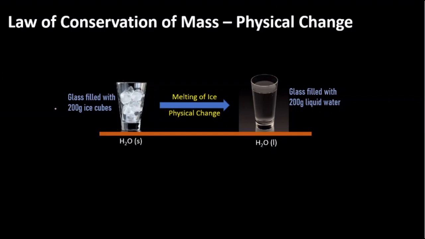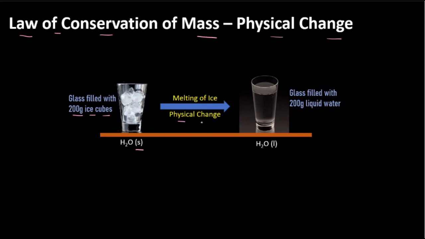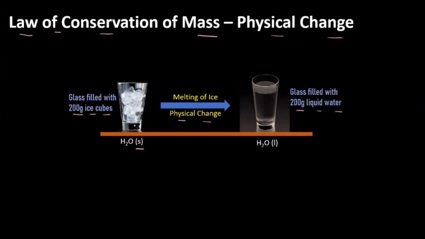Here is an example to show that law of conservation of mass holds good for physical change. We can see here is a glass filled with, suppose, 200 gram ice cubes, where water is present in its solid form, and after the physical change takes place, that means when the ice is melted into water, if the total mass of the glass and water is taken, we will find the glass filled with 200 gram of liquid water. The total mass of ice cube and the glass is going to be exactly equal to the total mass of the water and the glass.